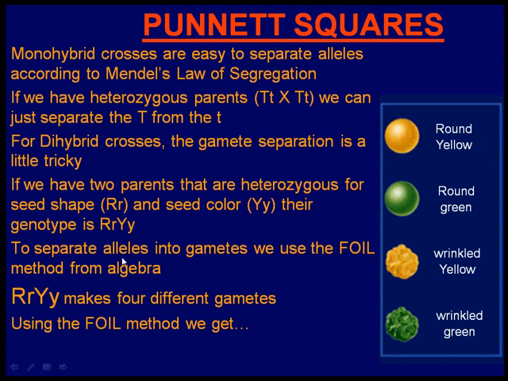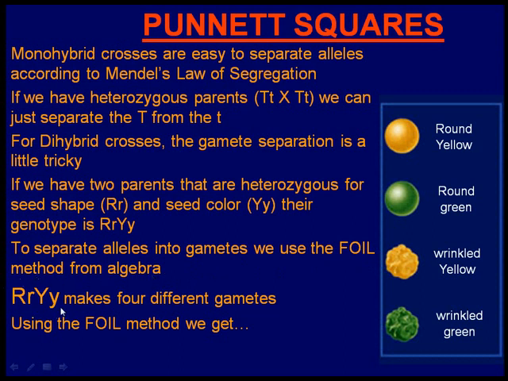So we have to separate the alleles. Again, you can't just split them in half. If you split them in half, you're giving only seed shape to one half and only seed color to the other half. That doesn't make any sense. So we're using the FOIL method from algebra: first, outer, inner, last. If you forgot what that means, you probably want to write that down in your notes.